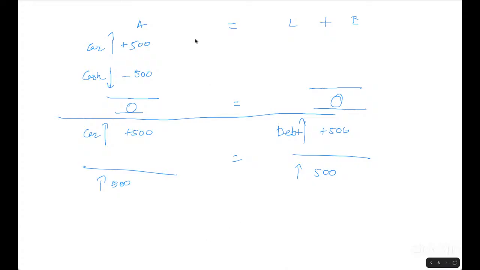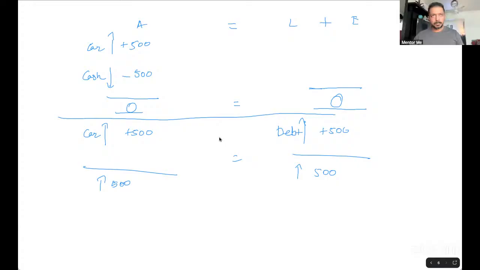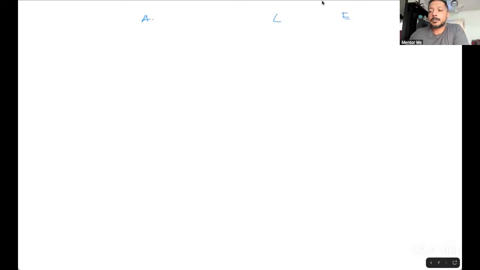Sir, in terms of a company, when you have an asset, considering a car which is bought for the purpose of the company, does it count as an asset or a liability for the company? Asset only. We're talking about a company, whether it's a company, individual, partnership, LLP, doesn't matter.